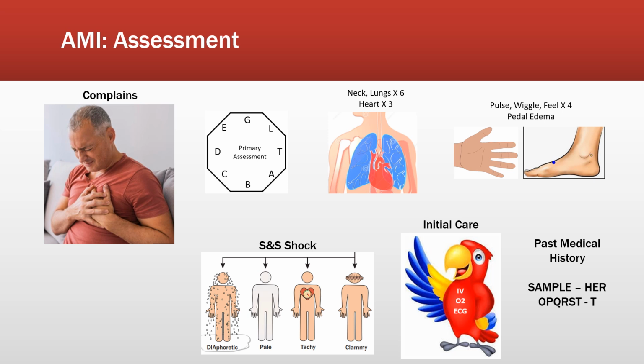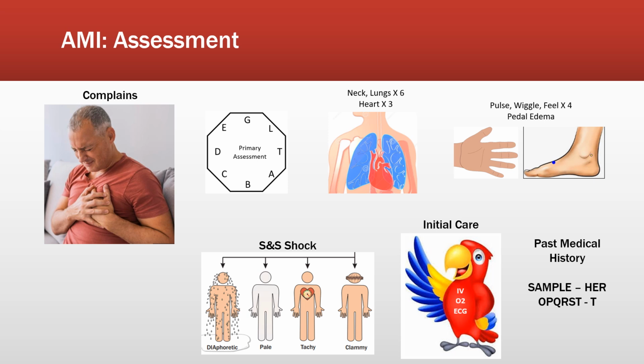Do your minimum patient assessment, primary assessment, GLT. It's easy as A, B, C. Then you look at these and expose the lungs and the heart so you can listen to lung sounds and heart tones, and look at that neck for JVD. Make sure they have a pulse, wiggle, and feel times 4 extremities, and look for pedal edema. Notice if they have any signs and symptoms of shock.